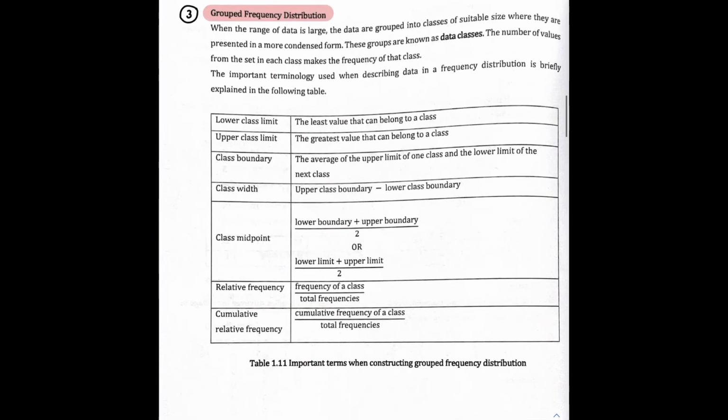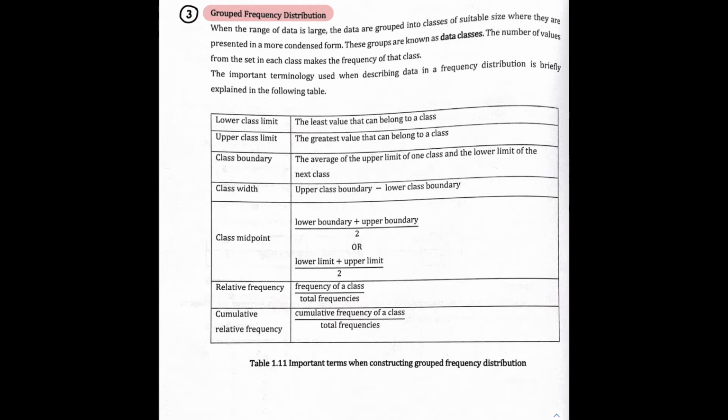Okay, we move to the third one, which is the grouped frequency distribution. Whenever you have the grouped frequency distribution, this one is considered a wide range of data, or a big range of data. For example, let's say you have data where the lowest is 10 up until 100. So 10 up until 100 is considered a big range of data.